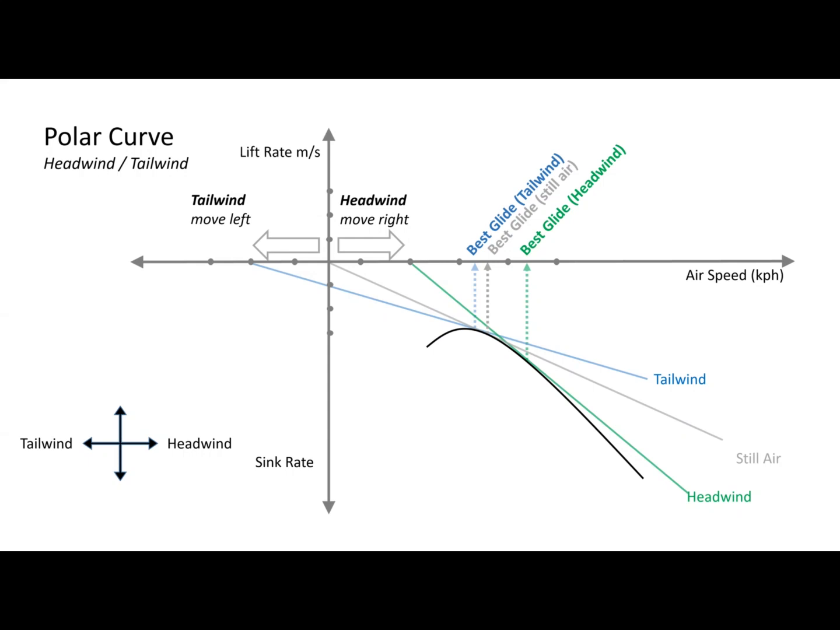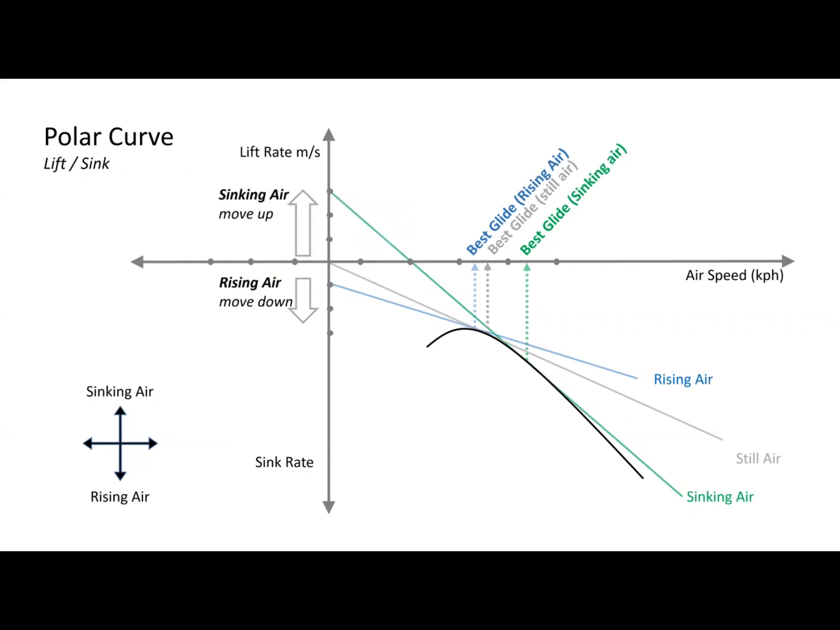It's a similar thing if you're in lift and in sink. If you're in sinking air, move up the graph and start your point. And if you're in rising air, move down the graph and start your point. What you're going to find is if you're in sink, speed up. If you're in lift, slow down. If you've got a headwind, speed up. If you've got a tailwind, slow down. But significantly, it's with the headwind and the sink. That's where you get the biggest benefit of getting your speed right.